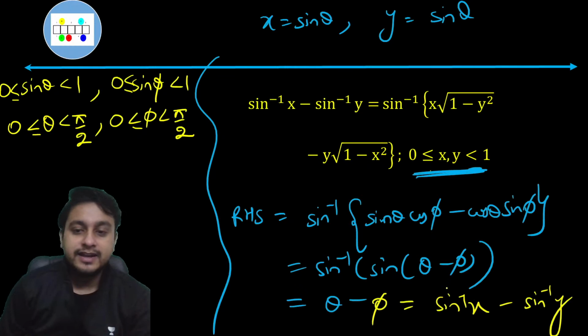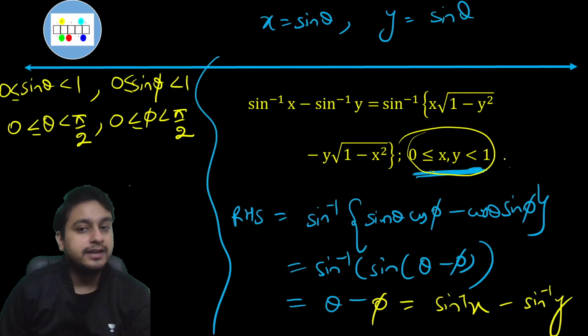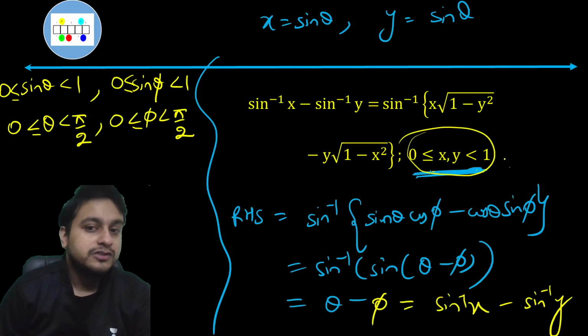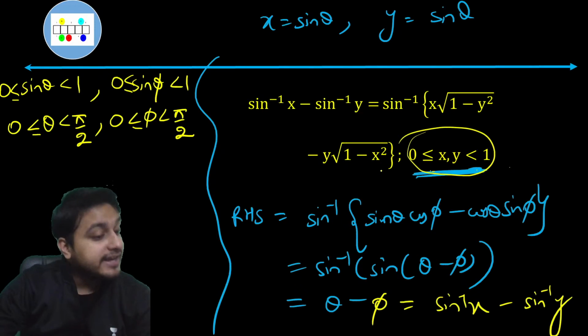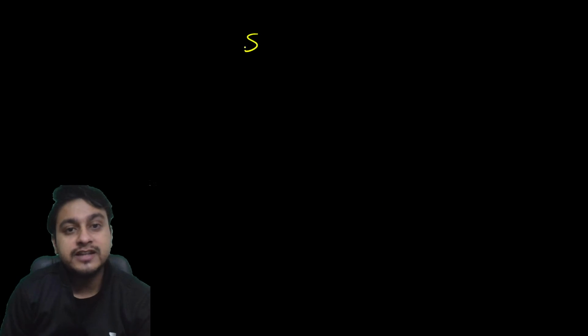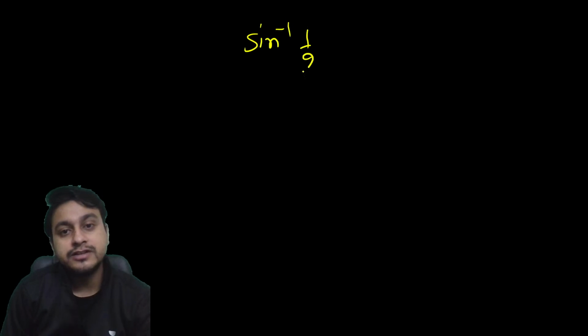Easy? So guys, we just have to have one condition, that is xy should be less than 1 but greater than 0. You would be thinking, sir, what about if x is negative, or y is negative? Then your formula won't work. If the question is like this, sine inverse half minus sine inverse minus 1 by 3.